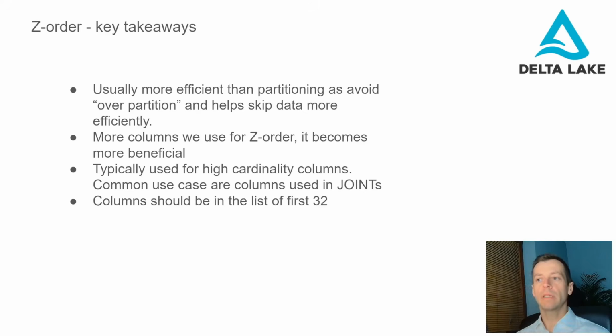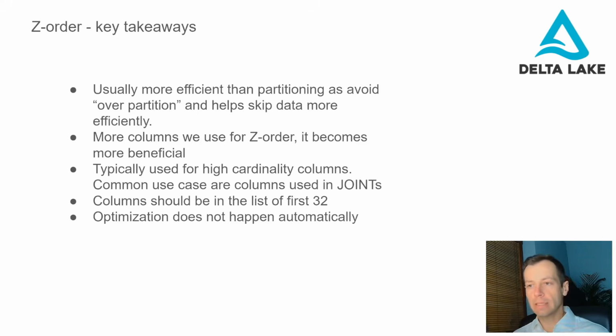Nevertheless, we need to remember that those columns should be in the first 32 columns, so we have statistics for them in the delta log. If we don't have statistics for them in the delta log, no data skipping is possible, so the whole idea doesn't make sense.